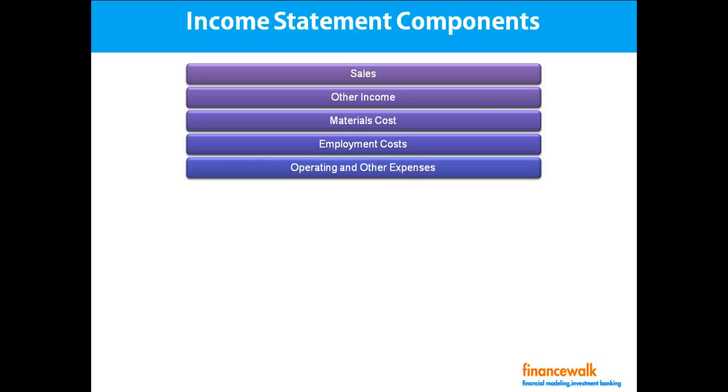Then let's move to operating and other expenses. Okay, operating and other expenses are costs incurred in running a company. So first is selling expenses, like advertising, sales promotion, commission paid to salesmen, and the cash discounts. These are selling expenses.